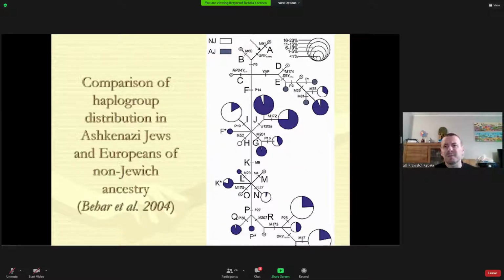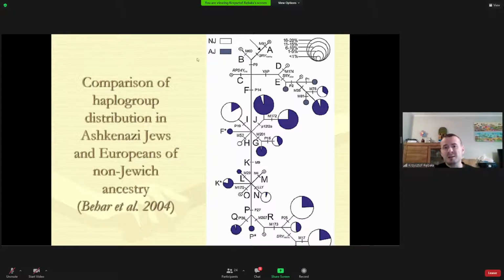And here is a comparison. Here you can see a phylogenetic tree which shows the frequency of occurrence and the numbers of individuals from different haplogroups in Ashkenazi Jews, who used to inhabit Eastern Europe, and in Europeans of non-Jewish ancestry.